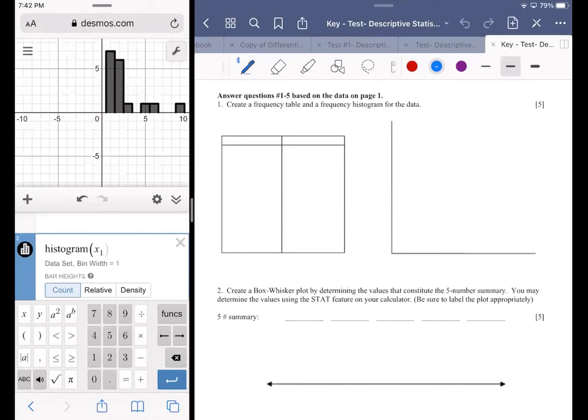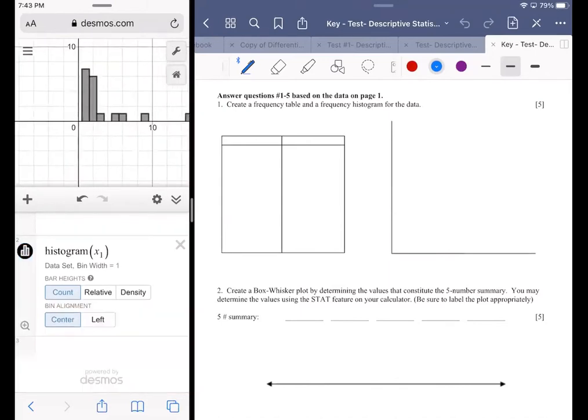This is all I need. So it says create a frequency table. That part we need to do, but create a table and a histogram. Well, we have the histogram, so we're good there. Now it's just a question of whether it's a histogram that I like. This has a data set of X1 that goes by, when they say bin width, they're talking about the width of the intervals. They're saying go by ones.